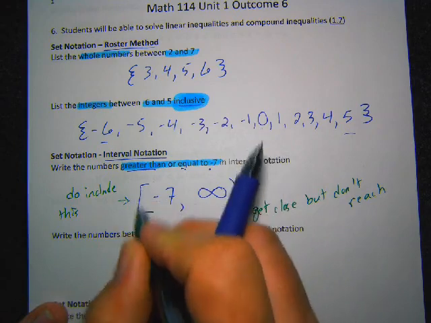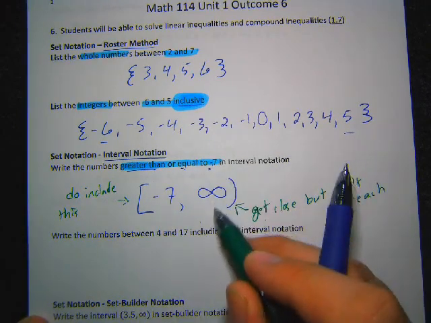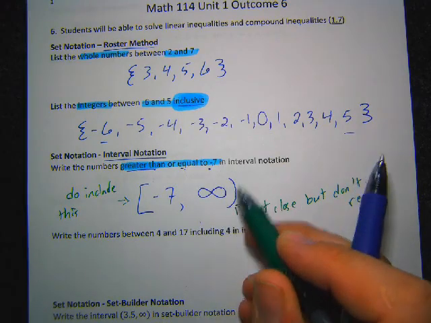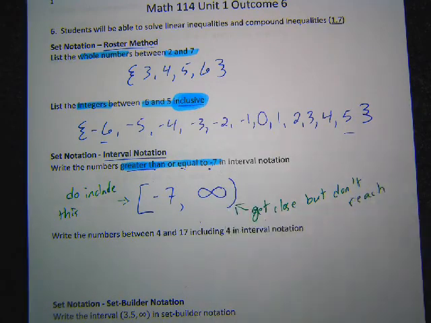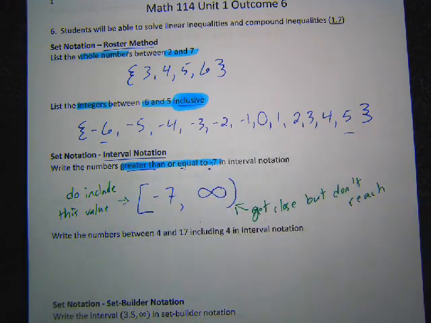I always think of the square bracket. It looks like a hard stop. Reach the wall. The parentheses here, you can kind of see it's a curve. You get kind of close to it, but you never quite reach it. That's your parentheses. But the bracket, we do include this value because we actually reach it. And so that's interval notation.